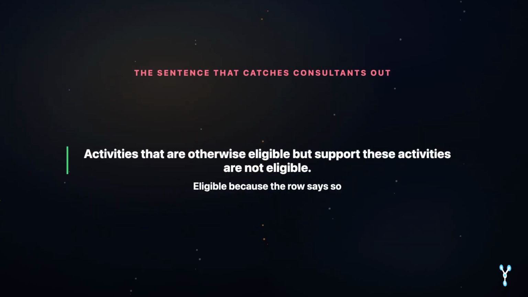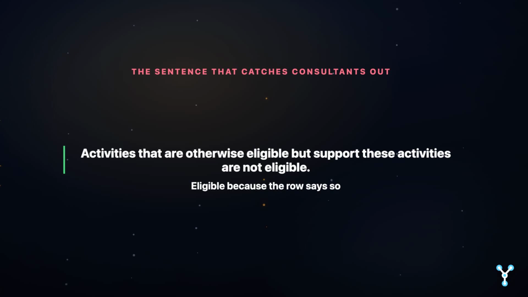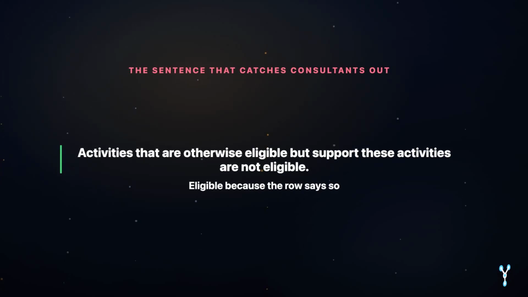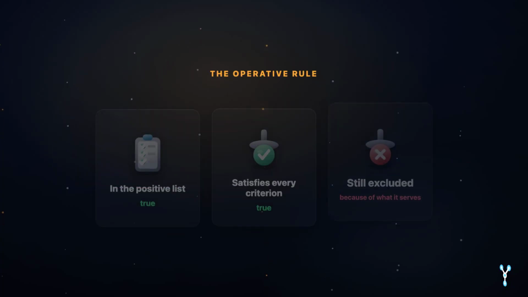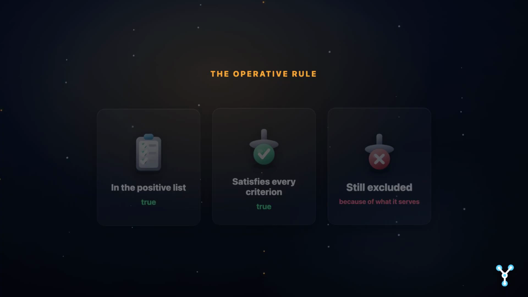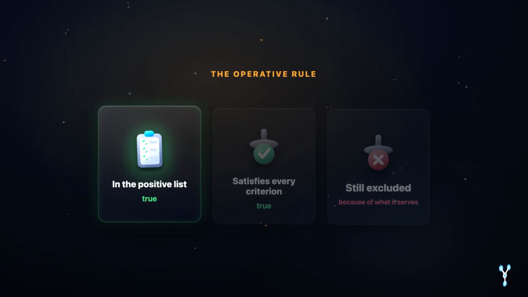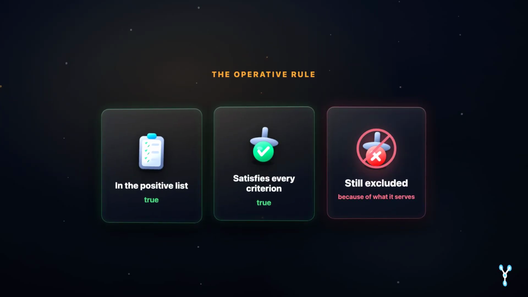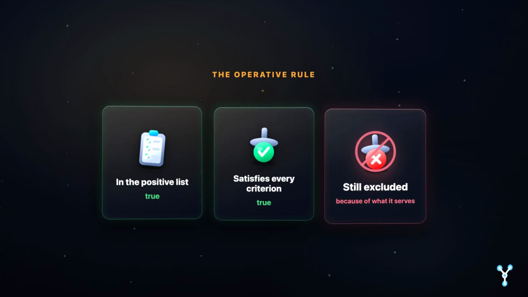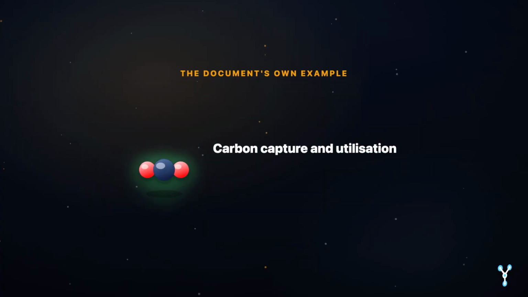Then the sentence that catches consultants out. Activities that are otherwise eligible but support these activities are not eligible. Read that again because it is the operative rule. An activity can sit squarely in the positive list, satisfy every criterion in its row, and still be excluded because of what it serves. The document gives its own example, and it is a good one.